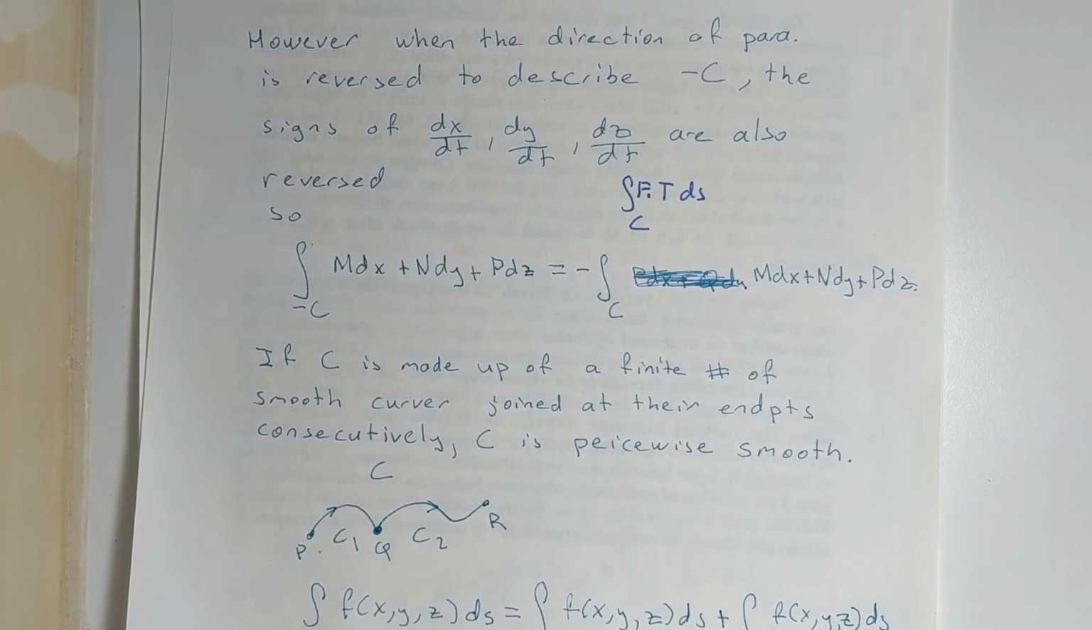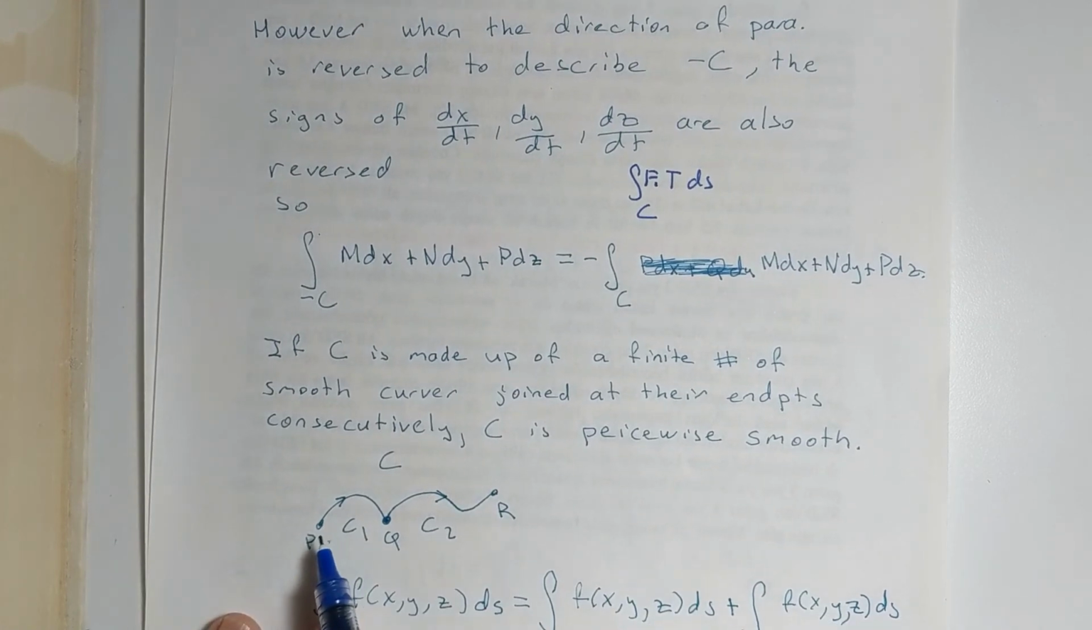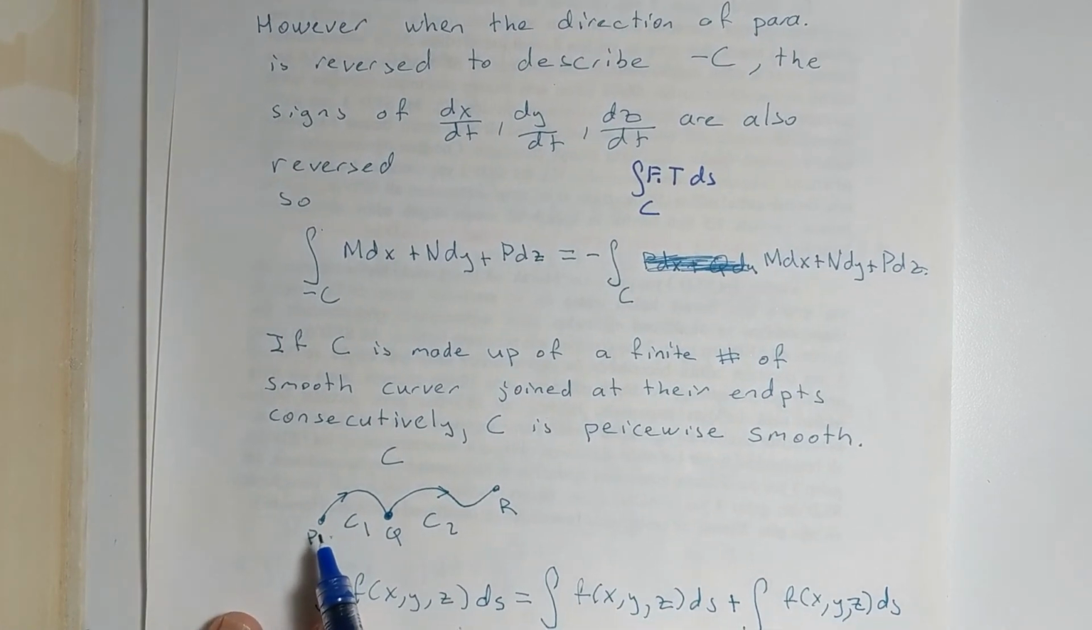So the other thing is, we had this assumption for us to be able to calculate these: the curve had to be smooth when we parameterized it. So what happens if it's got corners or something like that? Well, we call them piecewise smooth.